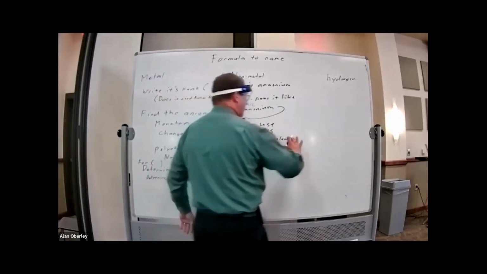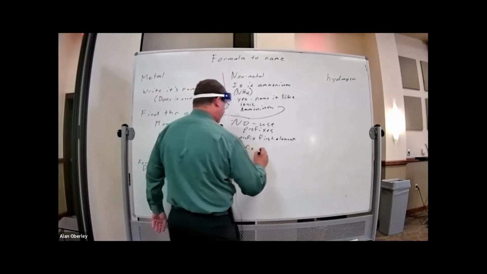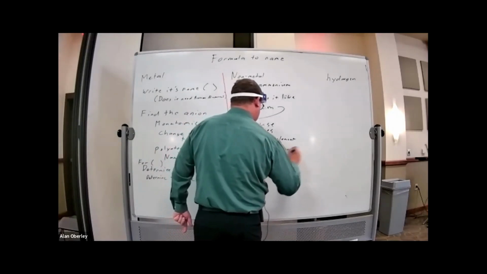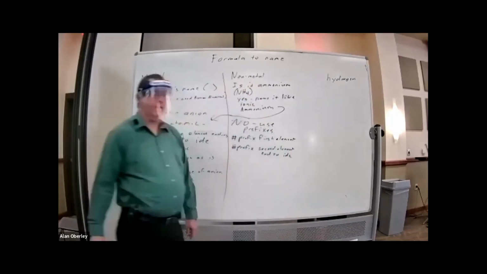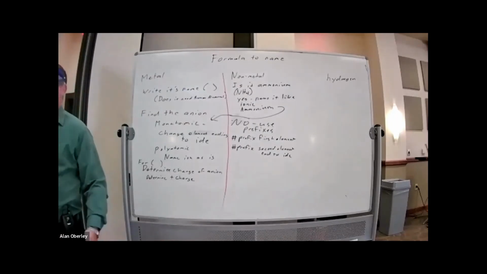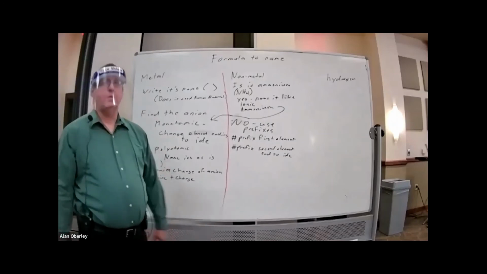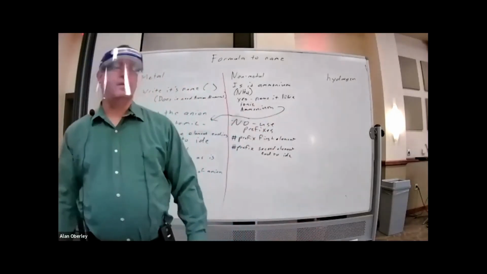And then, I should put it over here, but I'm running out of space. And then the number prefix, second element, for the second element, we will change the ending to IDE. So the first element always gets its whole name unchanged. The second element always ends up in IDE. So if I have NO2, okay, that would be mononitrogen dioxide, although I can skip the mono, okay?